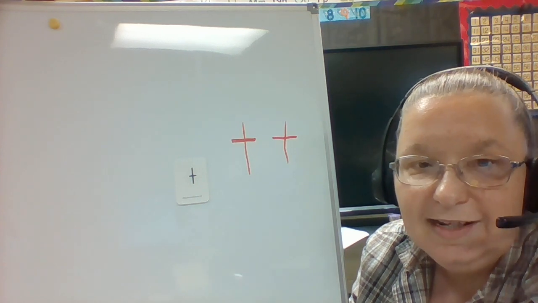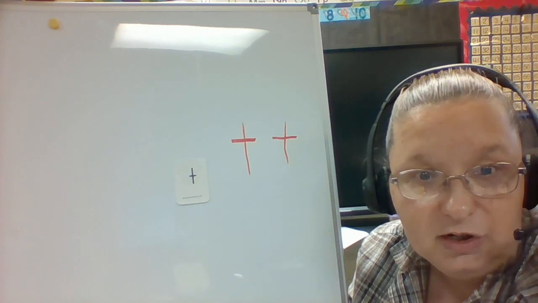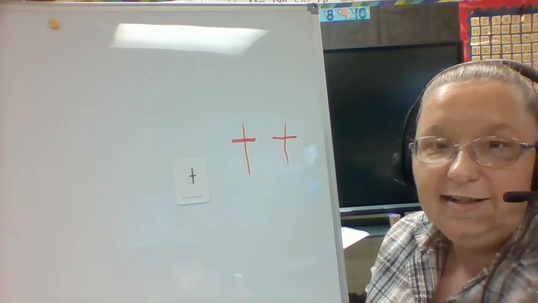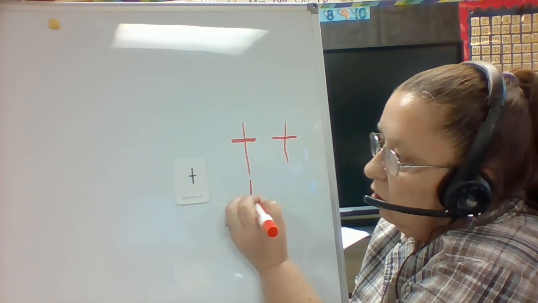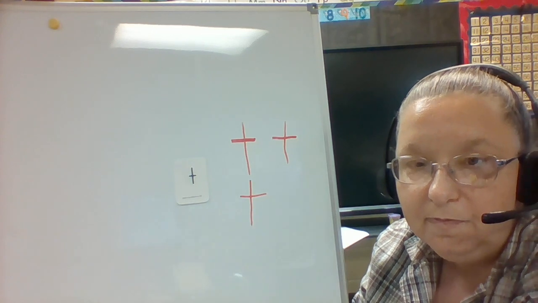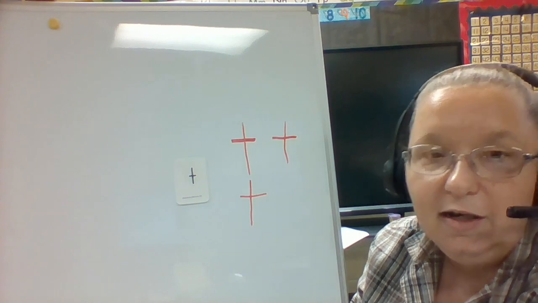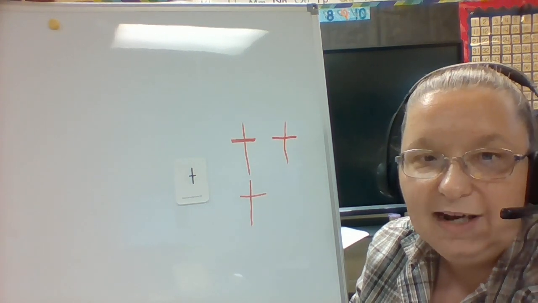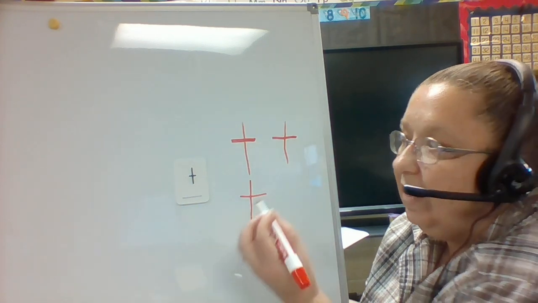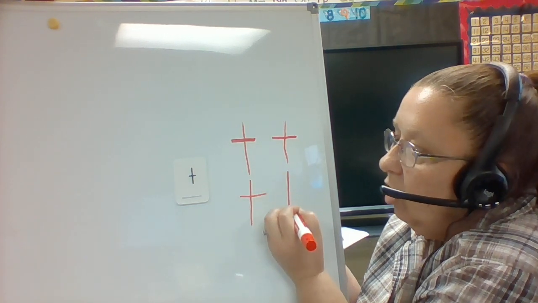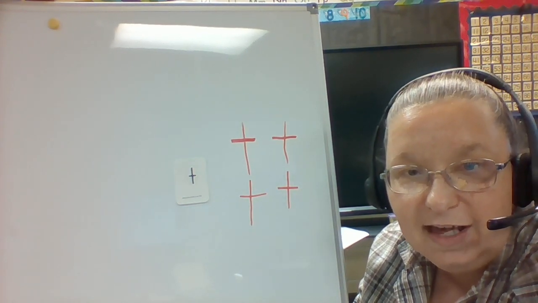Okay, the next one is kit. Kit. Did you hear that at the end? Kit ends in a T. Make another T. Big line down. Cross it in the middle. The next one is not. Not. Like I will not do that again. Not. Do you hear that at the end? That's the T. Not ends in the lowercase T. So we are going to write our T there.